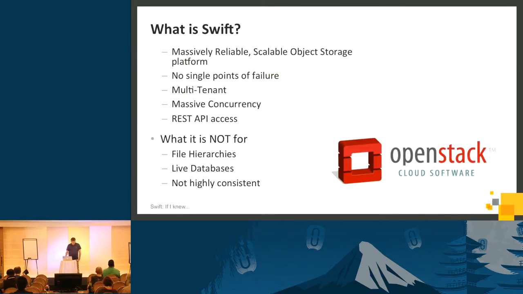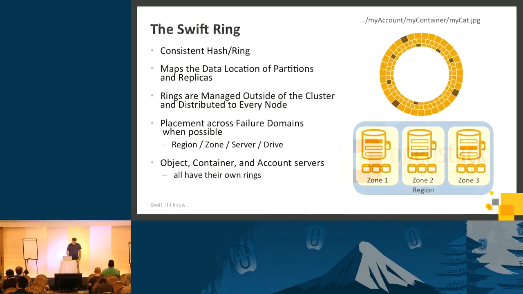Swift is a massively scalable multi-tenant object store. It's eventually consistent, which means we don't want to use it for something that requires huge consistency, or databases, or file hierarchies. The ring in Swift is a data structure which allows Swift to find the actual location of the object data. It's a consistent hash map. It's a static structure.